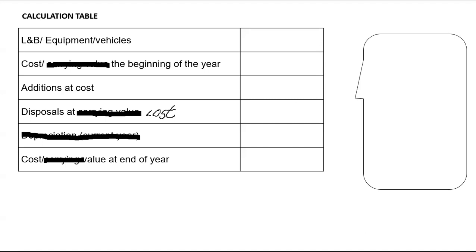If we were to calculate additions at cost, but we were only given carrying values, then everything must be at carrying value. So we just erase the cost part. So everything must be at carrying value. And so you will have carrying value at the beginning of the year. Additions will always be at cost price. You'll have disposals at carrying value. You'll have depreciation. And at the end of the year, you'll only have carrying value at the end of the year.